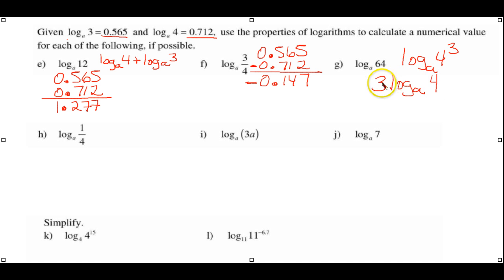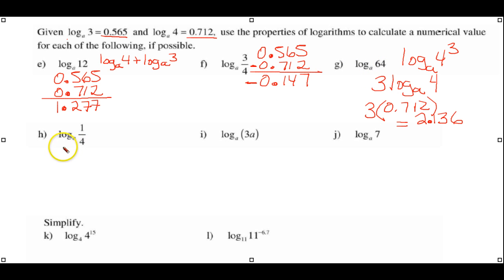So what do we do here? Well, here we're going to multiply 3 times what the value for 4 is, which is this, 0.712. And again, these previous techniques we've been working on allow us to do this. So then this becomes 2.136. Just put that in your calculator. 3 times this. So it allowed us to do it.